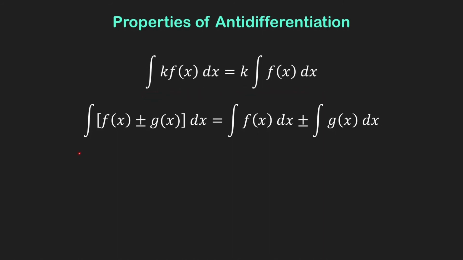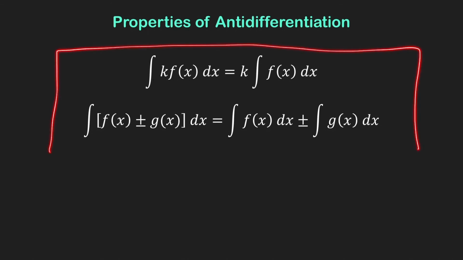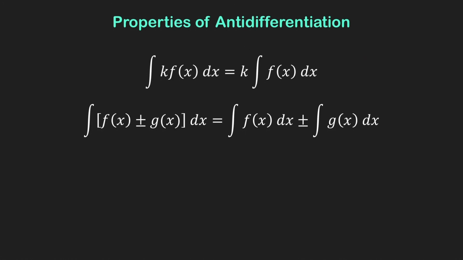And this second property here tells us that the antiderivative of a sum or difference is the sum or difference of the antiderivatives. These properties follow from our differentiation properties. The derivative of a constant times a function is just the constant times the derivative of the function, and the derivative of a sum or difference is just equal to the sum or difference of the derivatives. Okay, let's have some examples on how to use these properties.